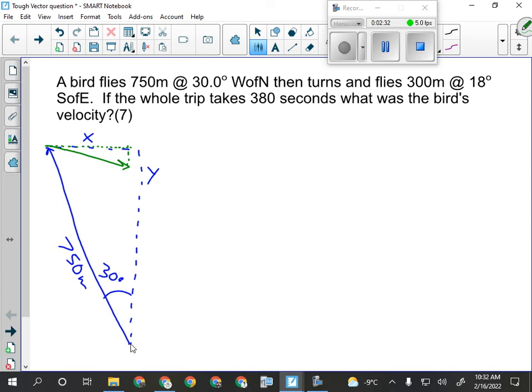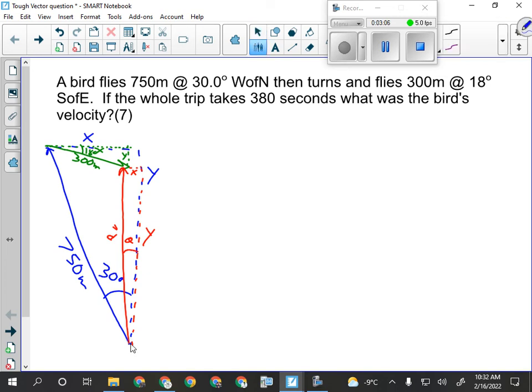All right, so now I've got that. This will be x, this will be y, this is 18 degrees, right? And this is 300 meters. So that means my resultant looks like this. This is theta, okay? This will be my displacement, x and y. Hey, everybody with me so far?